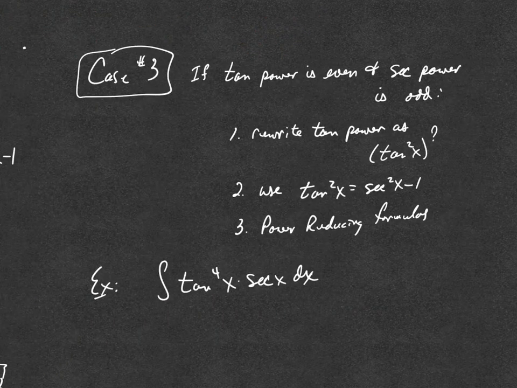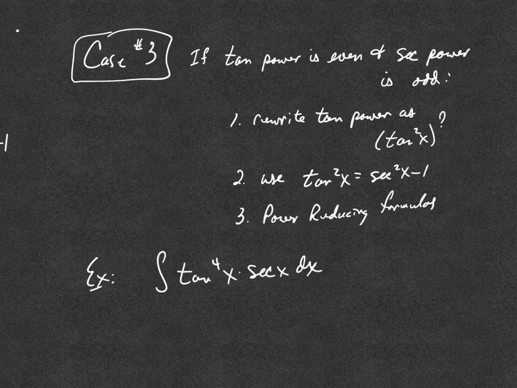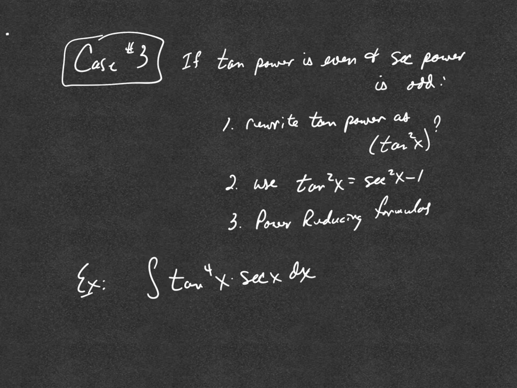Or there's one last situation, and that is if both the tangent power is even and the secant power is odd. Both of these things are true at the same time. Then what we're going to do is rewrite the tangent power as tangent squareds. Depending on how many you start with, we rewrite those as tangent squared.